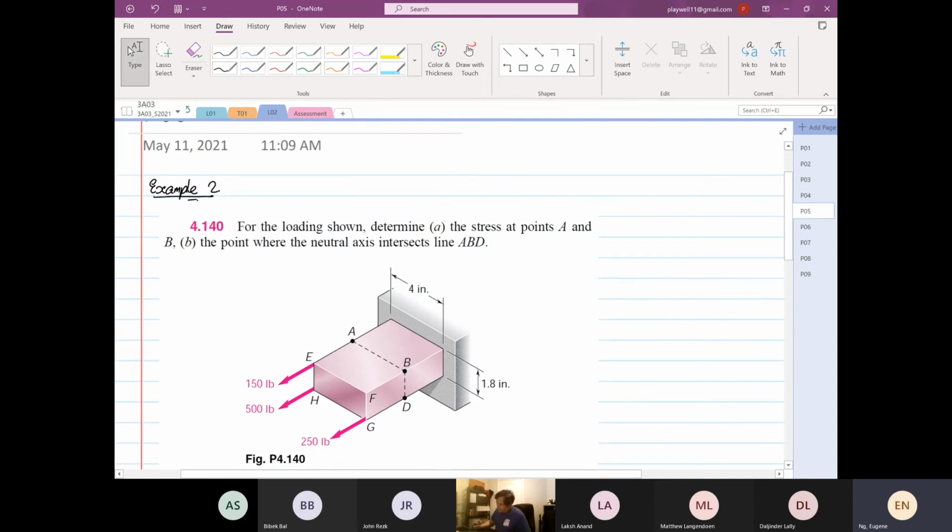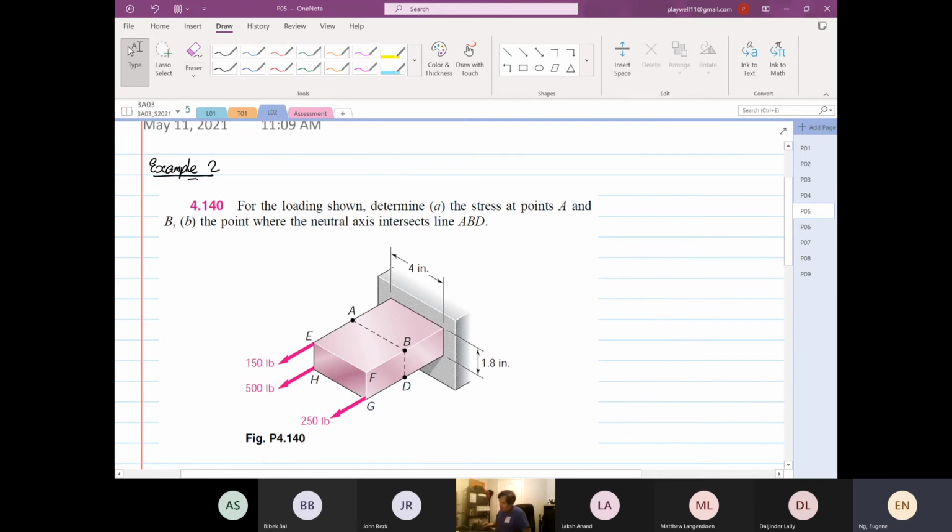So for the load shown, we have 3 axial loads. At point E we have 150, point H 500, point G we have 250. Determine the stresses at point A and point B, and the points where the neutral axis intersects the line ABD. So we have to find where the neutral axis intersects the line ABD.